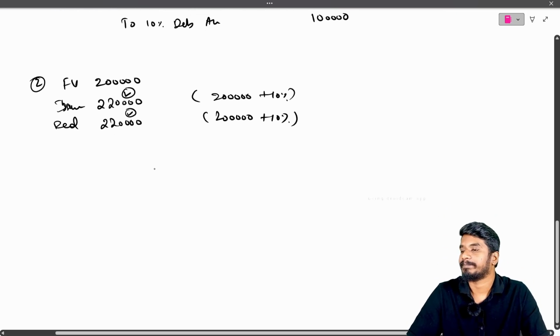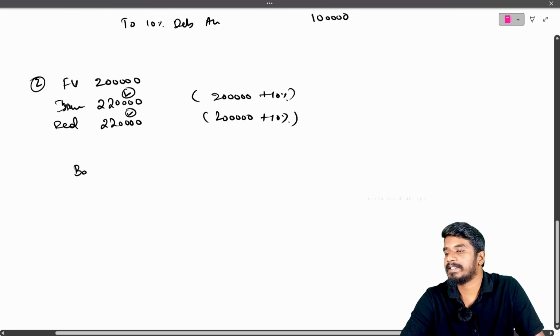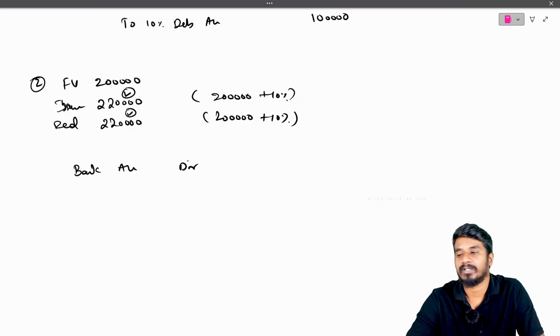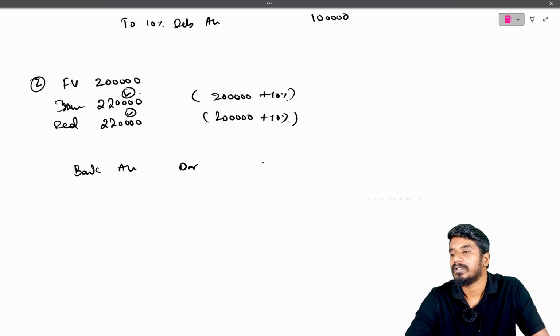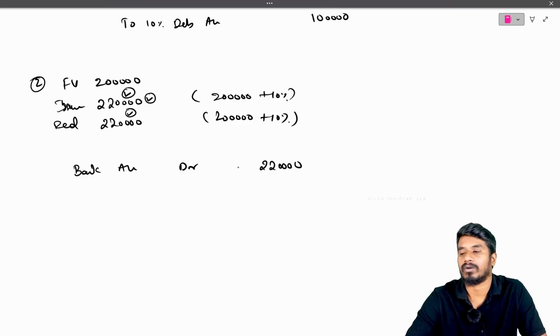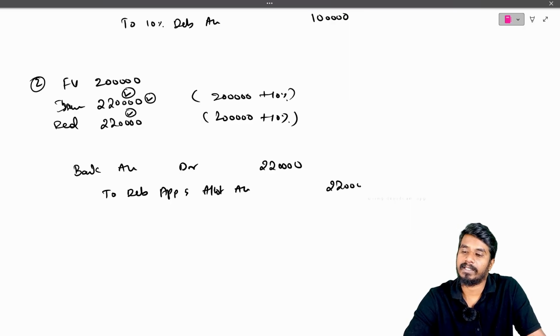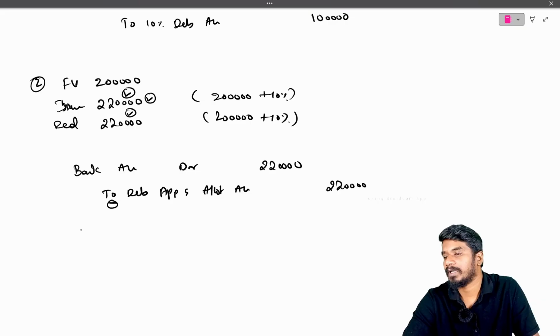That's it. So the first entry is the same. Bank account will get debited because an asset is increasing, money is coming to the bank. For what amount? Whatever the issued amount is, 2,20,000 we will receive in the bank account along with the premium. Then credit to debenture application and allotment account, 2,20,000. This is a temporary account. From this account we need to transfer to the original debenture account, that is long term borrowings.